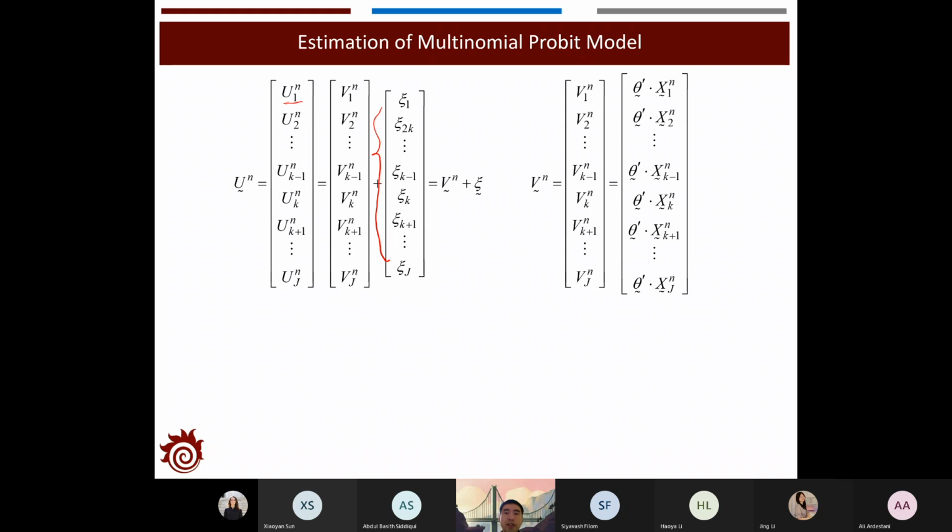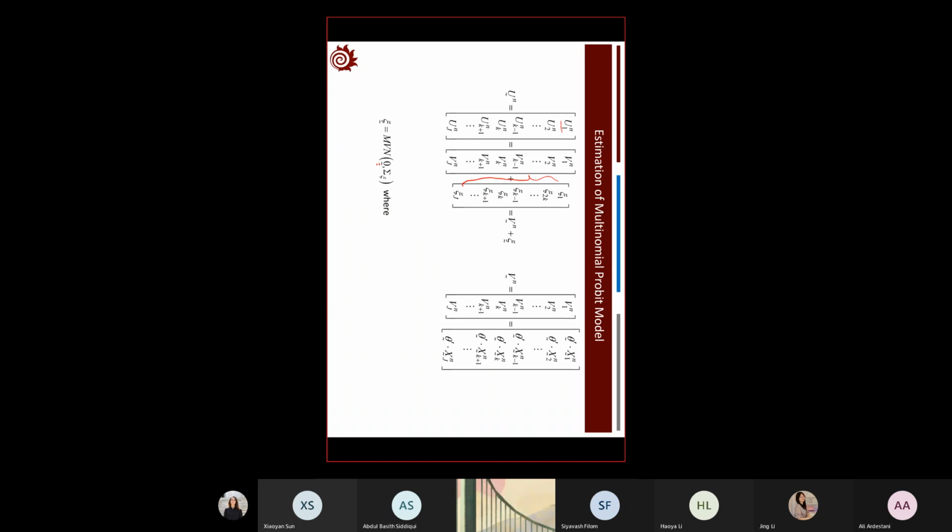And in this equation, in this matrix format, the deterministic term is the linear function of the attributes. And from the probability model, we assume that the random term follows the multivariate normal distribution with the mean value of 0 and the standard deviation of sigma epsilon. So that's what we set for the random terms.